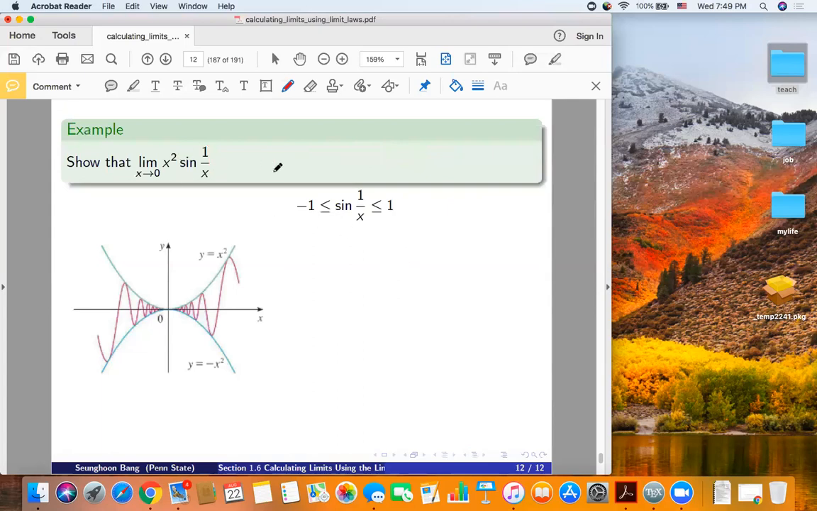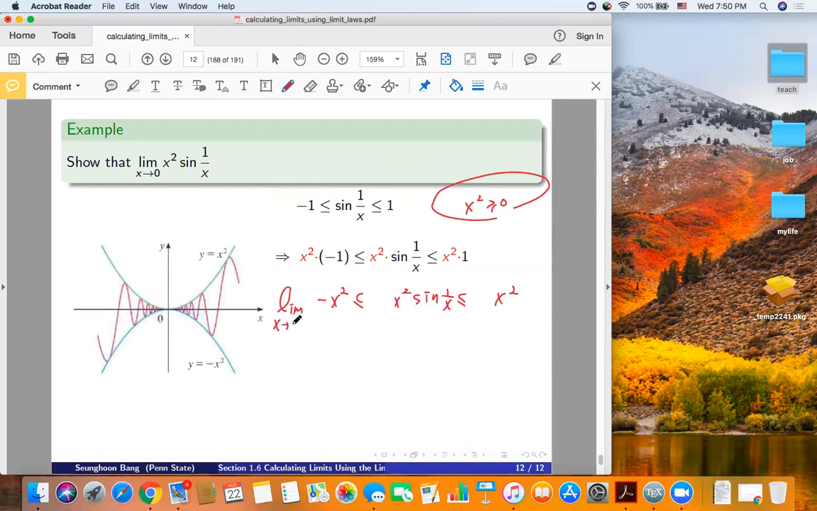The next, you can change the middle one to x squared times sine of 1 over x. Multiply everything by x squared. The inequality doesn't change. You can multiply by x squared and it doesn't change. So we have minus x squared, x squared sine of 1 over x, and x squared. We have the same inequality because x squared is a positive number. This is the reason.